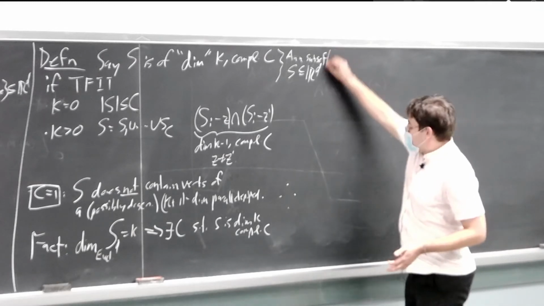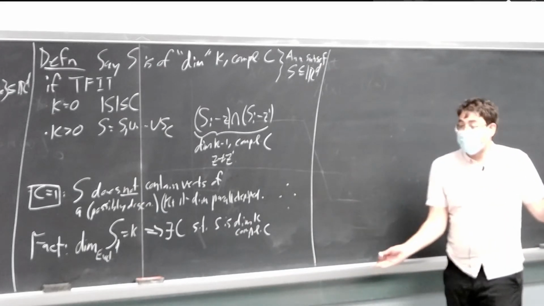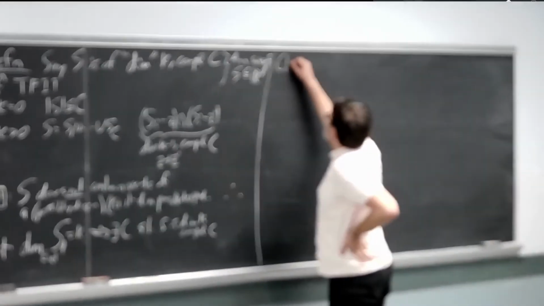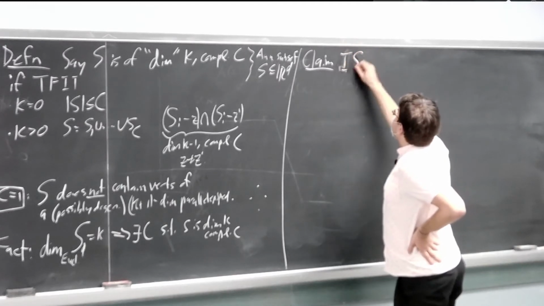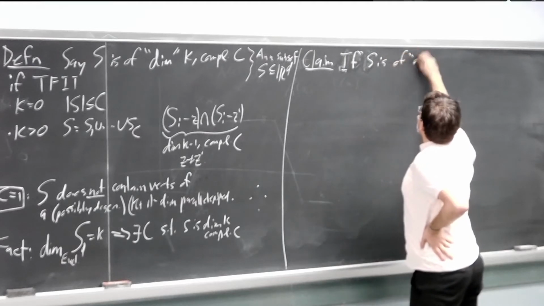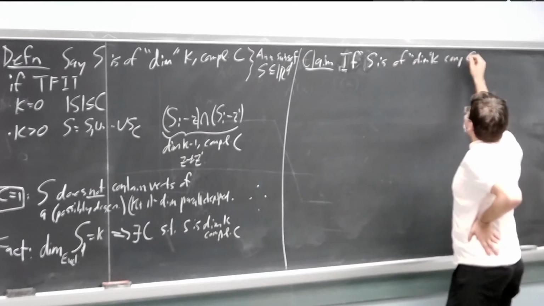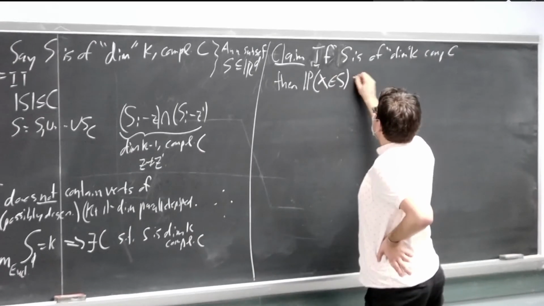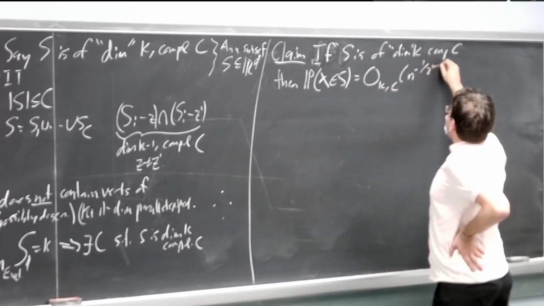Okay. So what I'm going to do now is combinatorics, and I'm going to tell you something about model theory. So here's a claim I'm going to prove. This is related to Arten's question: if S is of dimension k and complexity c, then the probability that x lies in S is big O, depending on k and c, of n to the -1 over 2 to the k plus 1.